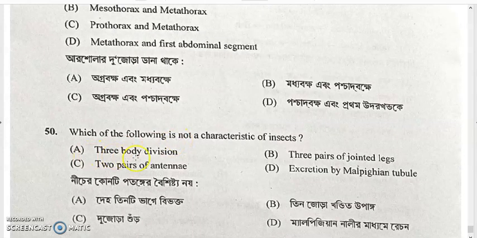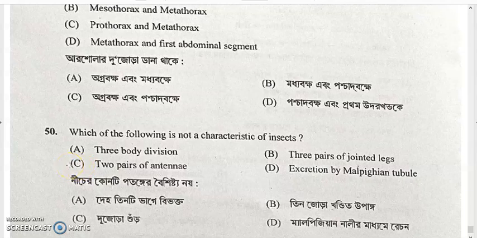Last question, which of the following is not a characteristic of insects? Three body divisions, three pairs of jointed legs, two pairs of antennae, excretion by Malpighian tubules. In the case of insects, they have one pair of antennae. So the false statement is two pairs of antennae. So the answer will be option C.